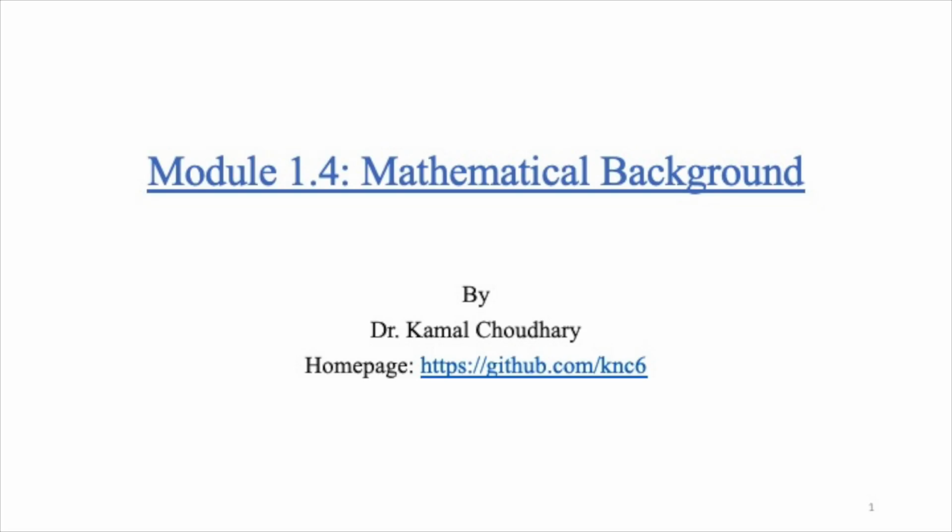In Module 1.4, we will go over mathematical backgrounds that are necessary for multi-scale modeling techniques. I understand some of you might be more familiar than others. However, it is important that we still go over these terminologies so that everyone has a strong mathematical foundation.